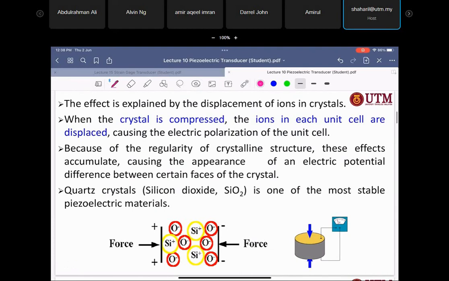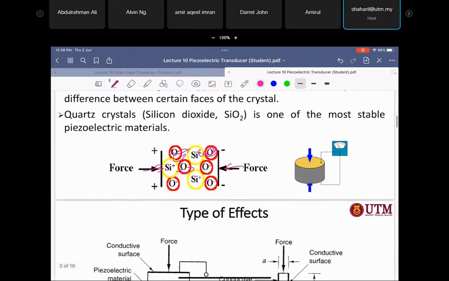The effect is explained by the displacement of ions in the crystal. The ion is moving when you give some force, right? So when the ion is moving, that means it will generate some electrical charge. Okay, so this is in terms of theory.